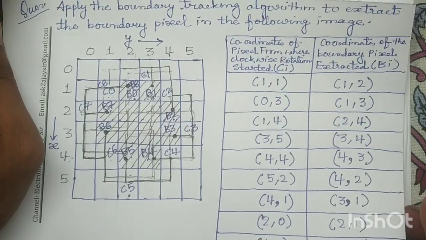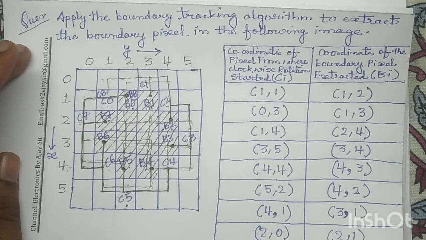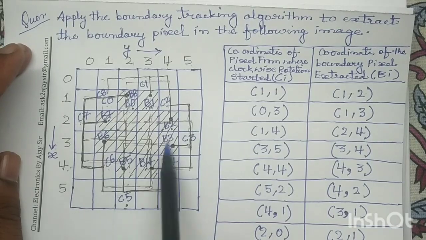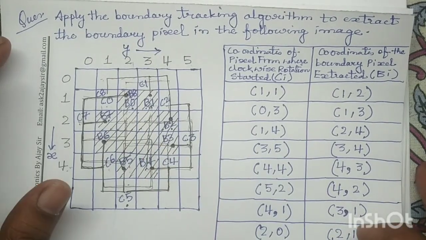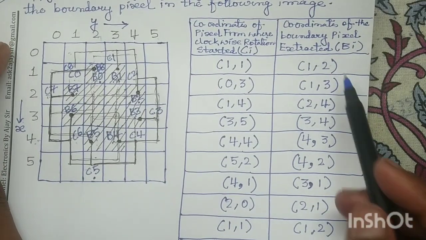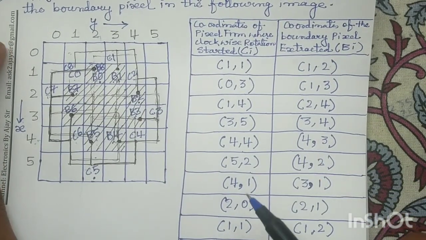So ultimately in this image we have applied the boundary tracking algorithm, and we have extracted all the boundary pixels and their corresponding background pixel coordinates.